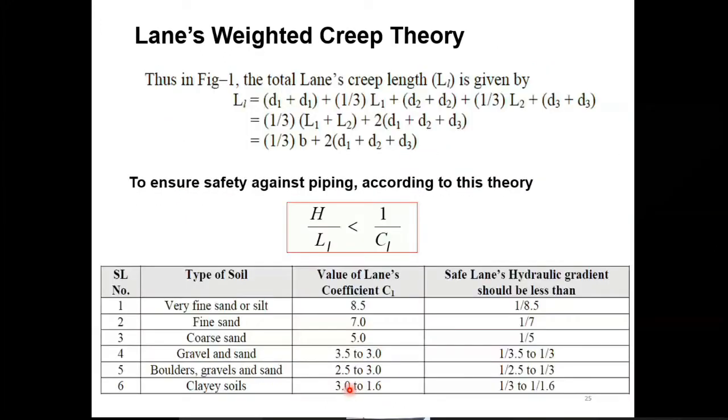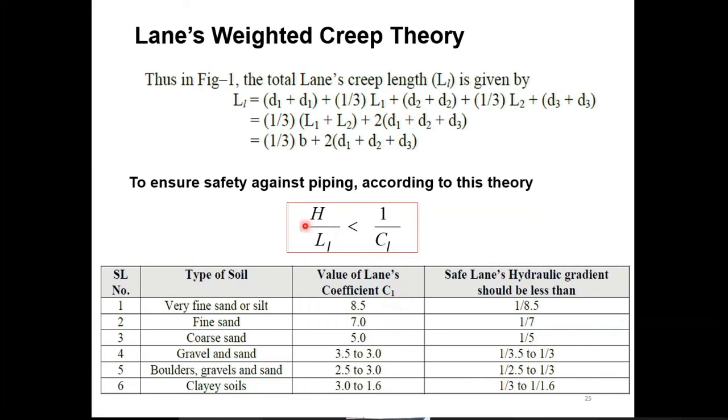Now, how do we check a hydraulic structure for undermining or piping? That is, is it safe or not safe? The criteria is very similar to that given by Bligh: the hydraulic gradient in the actual structure should be less than the safe hydraulic gradient prescribed by Lane. These subscripts L represent Lane. Lane has given different values for his coefficient C_L.